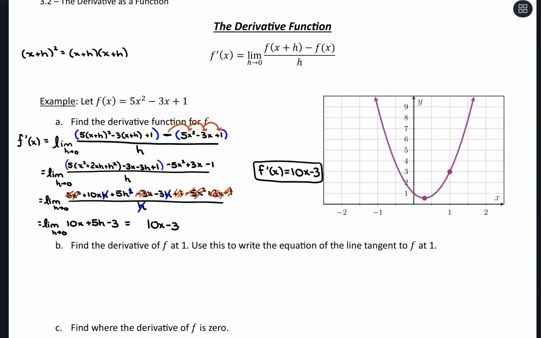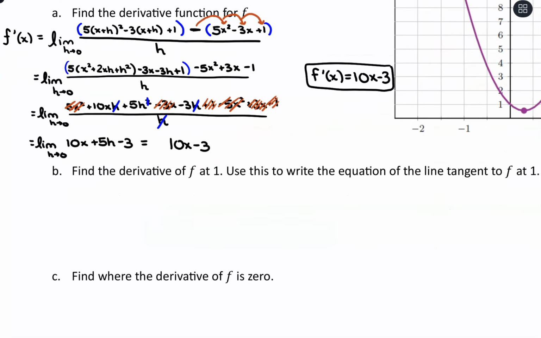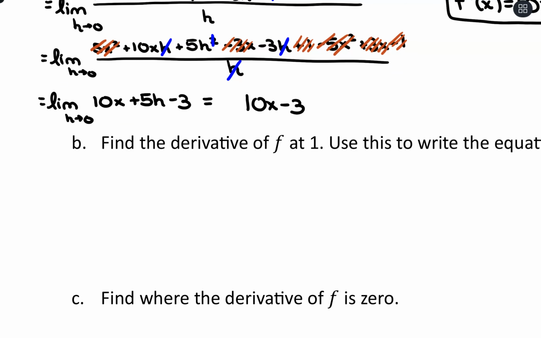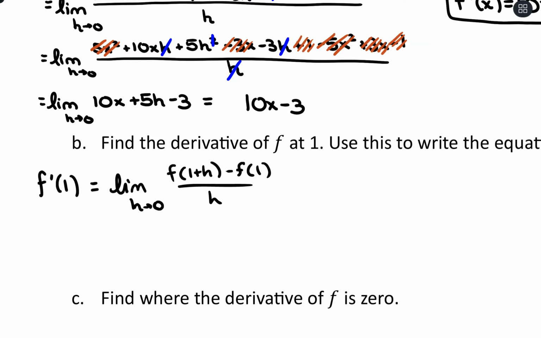Find the derivative of f at 1. Use this to write the equation of the tangent line to f at 1. So now we could go through how we did this originally. So finding f prime of 1, what we did before was the limit as h approaches 0 of f of 1 plus h minus f of 1 over h.